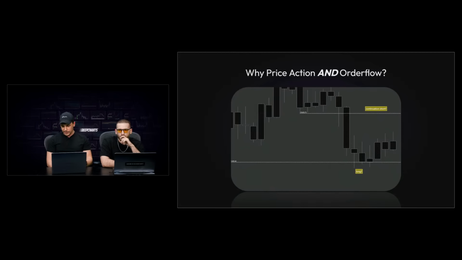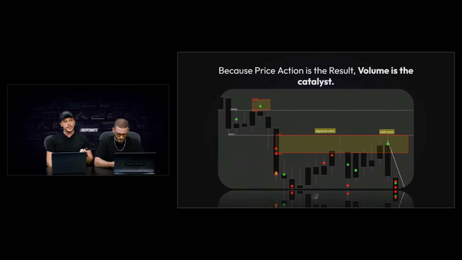Let's go to a real live example. Watching the charts. The chat, not the charts. Why price action and order flow? Long, maybe, from this level, continuation short, what should we do? What's the most probable outcome that we should select here? Because price action is the result, volume is the catalyst.